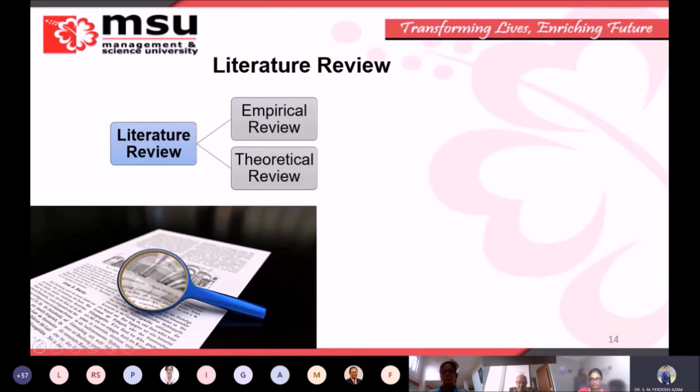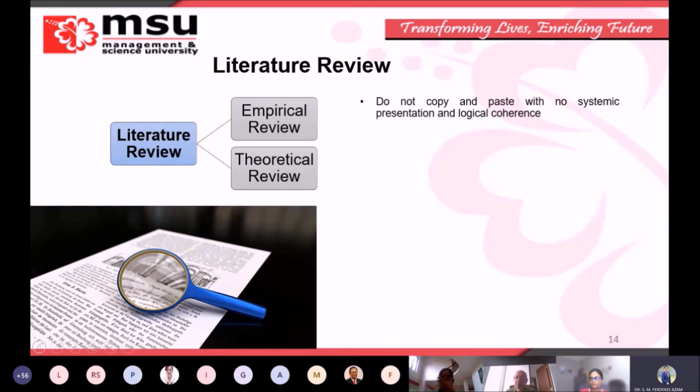Move on to literature review. We know this. Literature review we can divide in terms of empirical and theoretical parts. But if it is deductive research, all of the journals ask for a strong theoretical backup. In many cases it happened that we don't have a strong theoretical backup and they reject our paper. So remember, this part is very important.